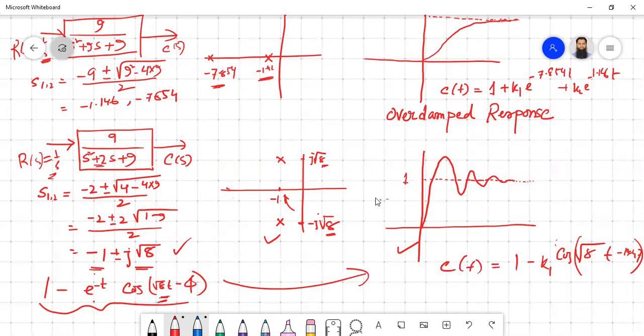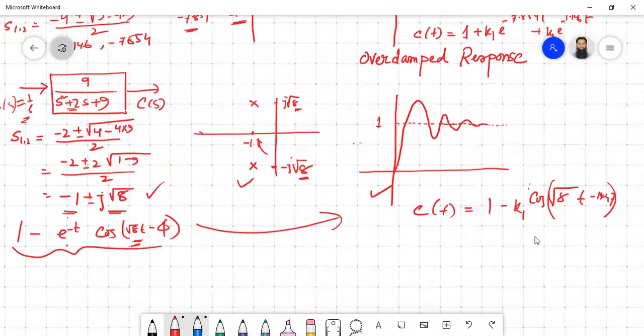So this is the second case, and what do we call this one? We are reaching the final value by undergoing an oscillation, and also there is a damping case. So this particular case is known as underdamped response. Going through the damping, you are reaching the steady state value eventually.